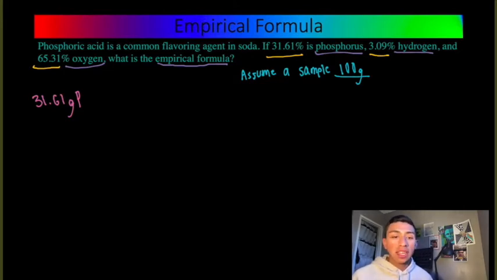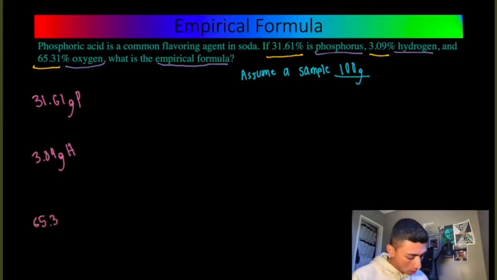If I have that same 100 gram sample and I have 3.09% hydrogen in that sample, that would be 3.09 grams of hydrogen. And now oxygen is the final element. If I have a 100 gram sample, and in that sample I have 65.31% oxygen, I have 65.31 grams of oxygen, right? So that's the first step when you're solving this problem: assume that you have a 100 gram sample, and from that assumption, calculate the number of grams of each element you'd have.